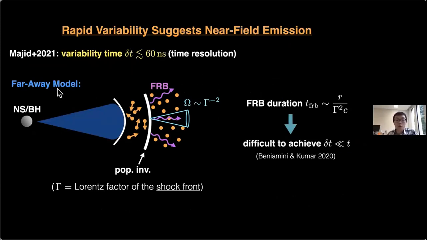In the faraway model, you have an ejection from a neutron star or a black hole going to very large distances R, and this ejection drives a forward shock into the ambient medium. So the duration of the FRB is given by just the causal connection time. It's very, very difficult to achieve a variability time much shorter than the FRB duration, because the observer sees the entire cone of 1/γ contribution, and that smears away all very short variability times that may occur in a very tiny volume.